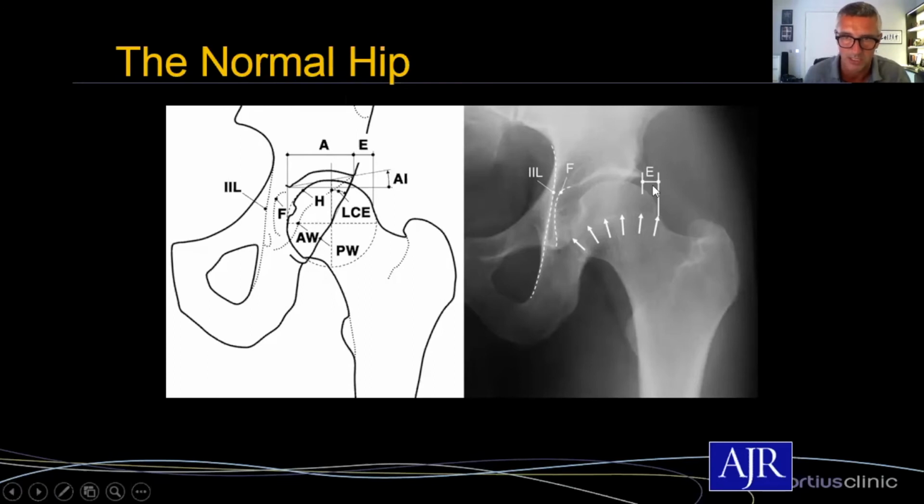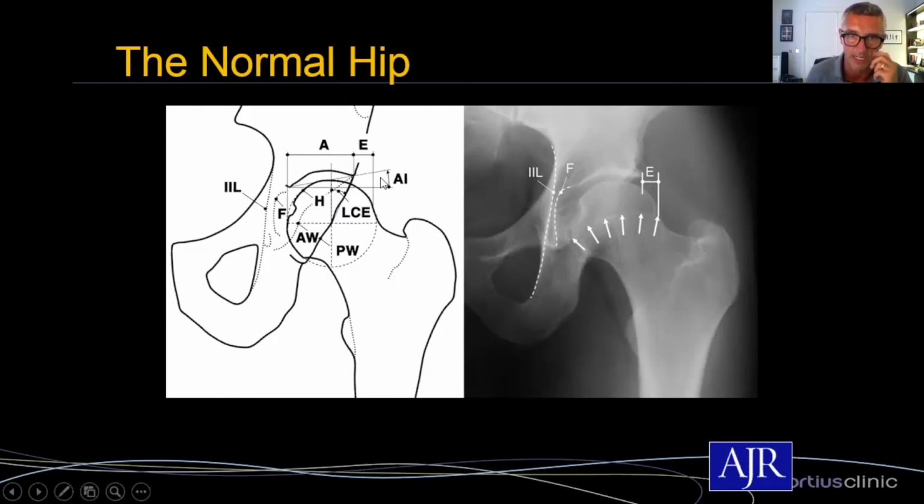So this is, again, just the offset over here. These are the various angles that get measured. AW stands for anterior wall. So this is a normal hip, the anterior wall always being medial to the posterior wall, which is this line here. This is the head fovea.